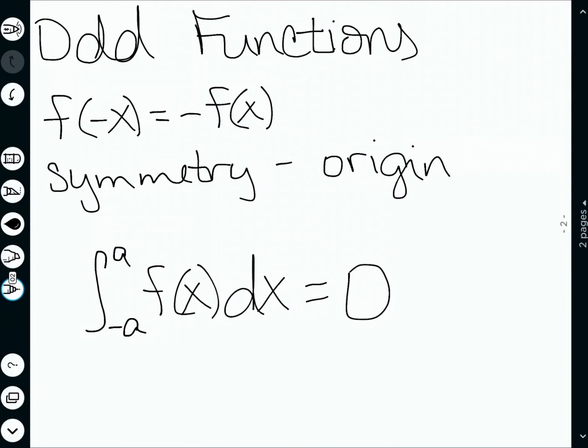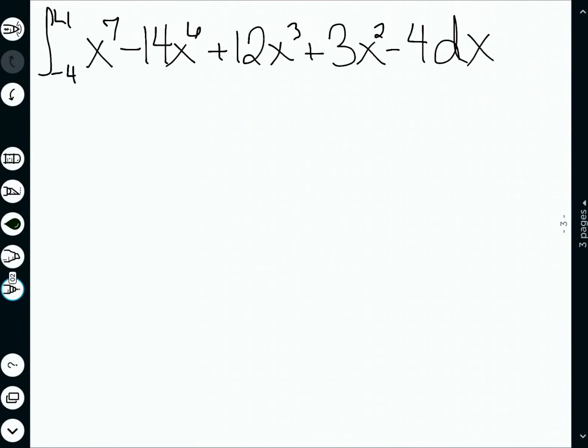Now that we have these rules, let's look at a couple of examples. Here I have the integral from negative 4 to 4 of x to the 7th minus 14x to the 6th plus 12x cubed plus 3x squared minus 4 dx. And we want to figure out exactly what this integral is using those tricks.